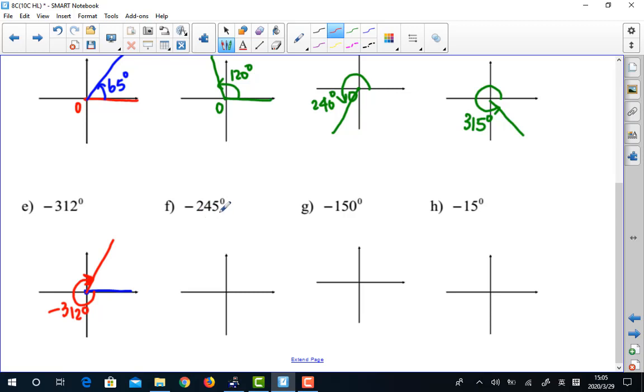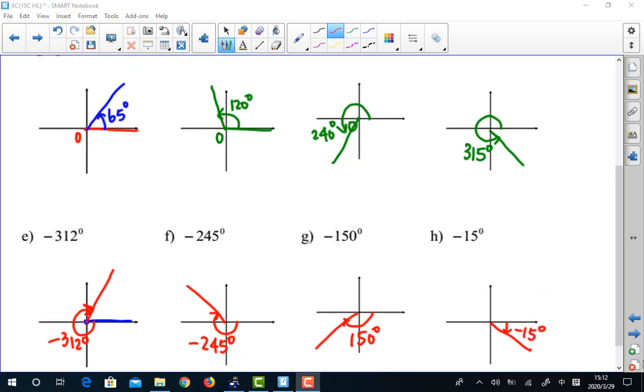Likewise, negative 245. I will start from here and rotate clockwise 245 degrees. So this is negative 245 degrees. Negative 150. Start from here, rotate clockwise 150 degrees. This is negative 150 degrees. Negative 15 degrees. Start from here, rotate clockwise 15 degrees. This is negative 15 degrees.